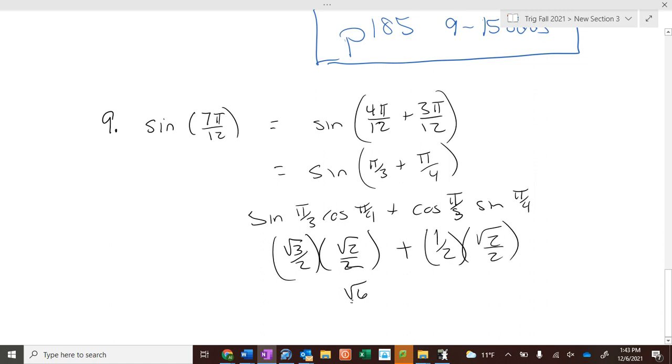So it's the square root of 6 over 4 plus the square root of 2 over 4, which is the square root of 6 plus the square root of 2 all over 4. Bada bing, bada boom.